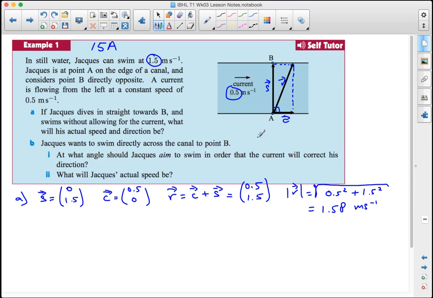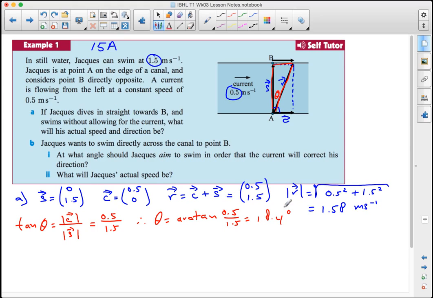Now for part B, oh sorry, not part B, the direction that he swims in. Well, the direction can be denoted with theta here. So there's our angle theta. And when you look at theta and you look at the triangle that theta is in, and of course we can put C on the top there as well, then you will see that the tangent of theta, to be precise, is the length of C over the length of S. So that is 0.5 over 1.5. So to find theta, we take the arc tangent of 0.5 over 1.5, which gets us to 18.4 degrees. And that's that.